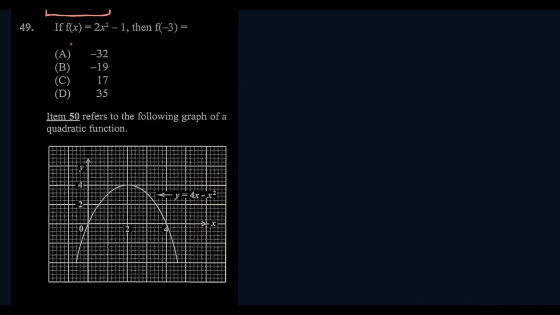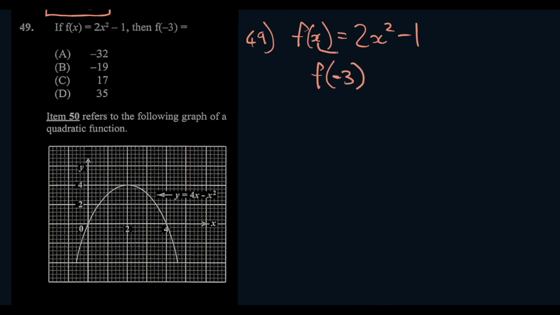All right, so for this one here, we have a function. This function f(x) is equal to 2x squared minus 1. So we have the input -3. So technically this x represents -3. Therefore, everywhere we see x, we have to replace it with -3.